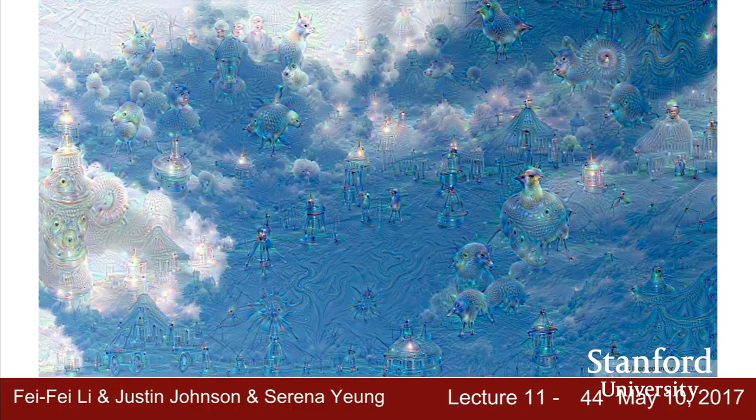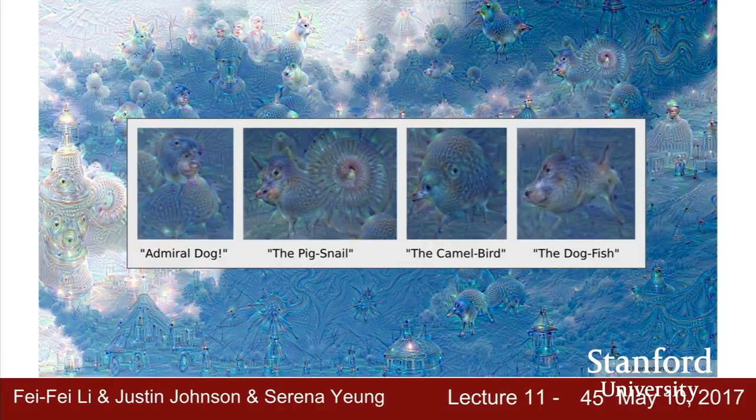You can see that we've taken these tiny features on the sky, and they get amplified through this process. We can see things like these different mutant animals start to pop up, or these spiral shapes. Different kinds of houses and cars pop up. So that's all pretty interesting. There's a couple of patterns in particular that pop up all the time that people have named. There's this admiral dog that shows up a lot, the pig snail, the camel bird, the dogfish. So these are interesting.